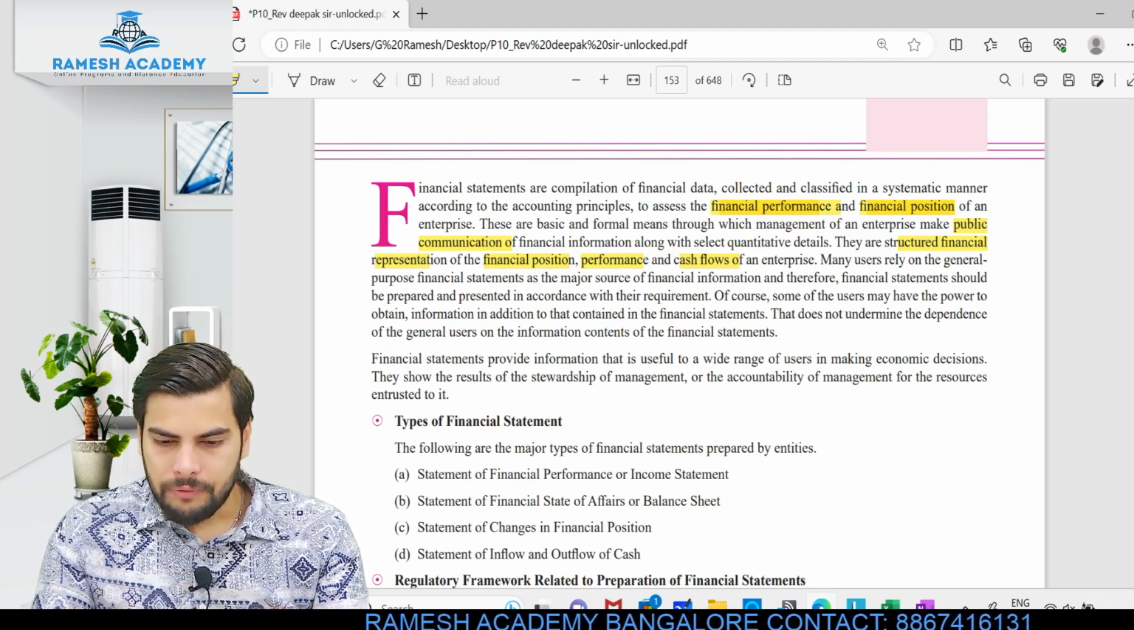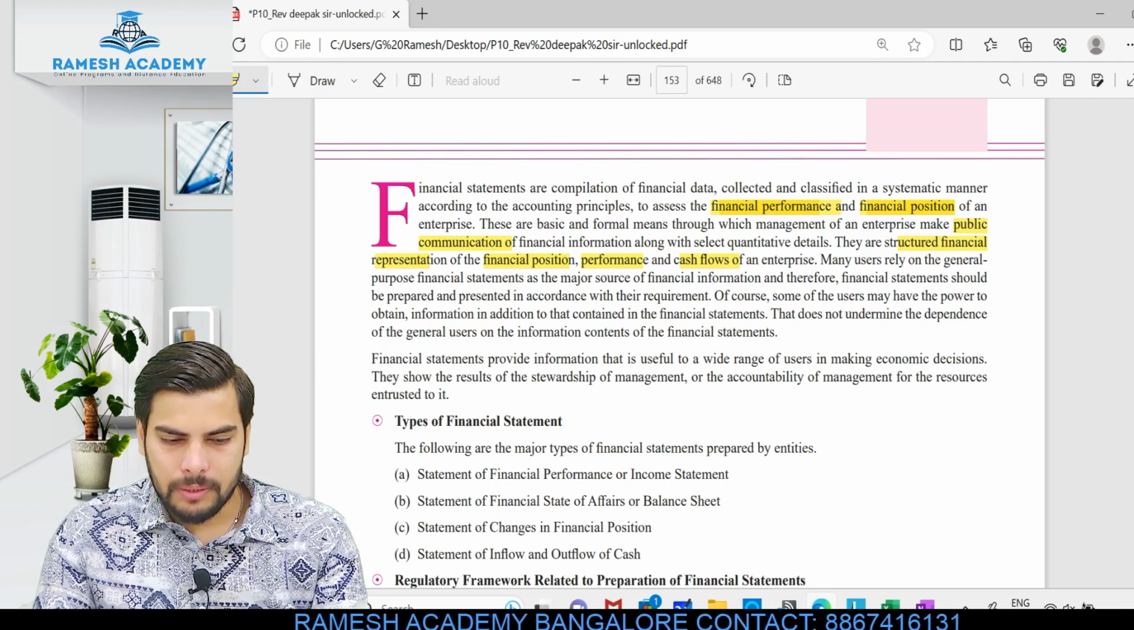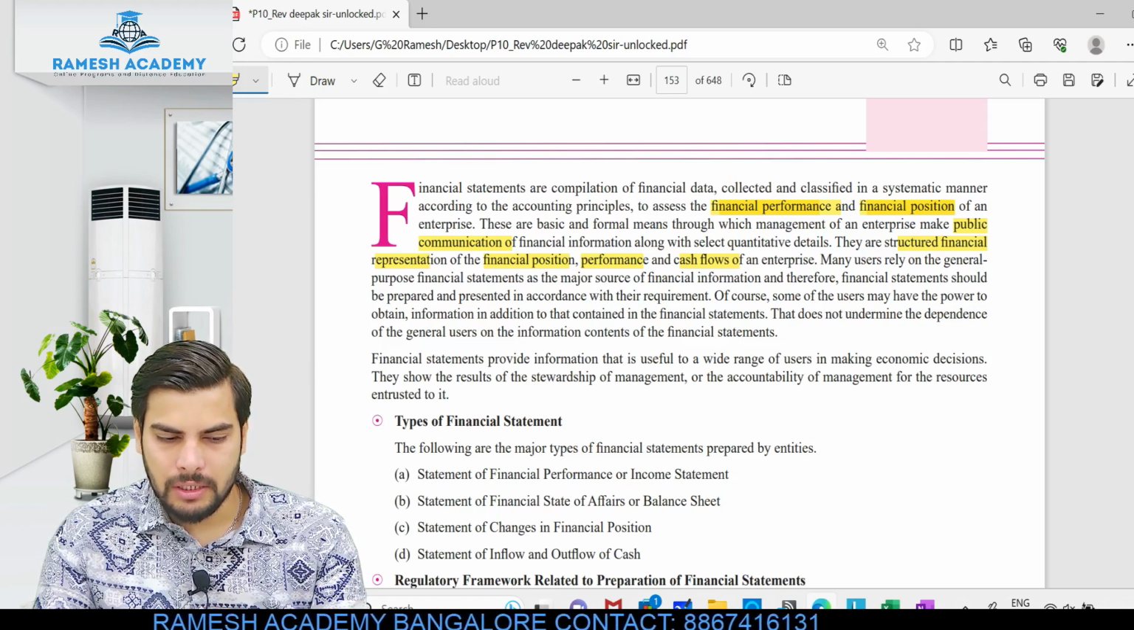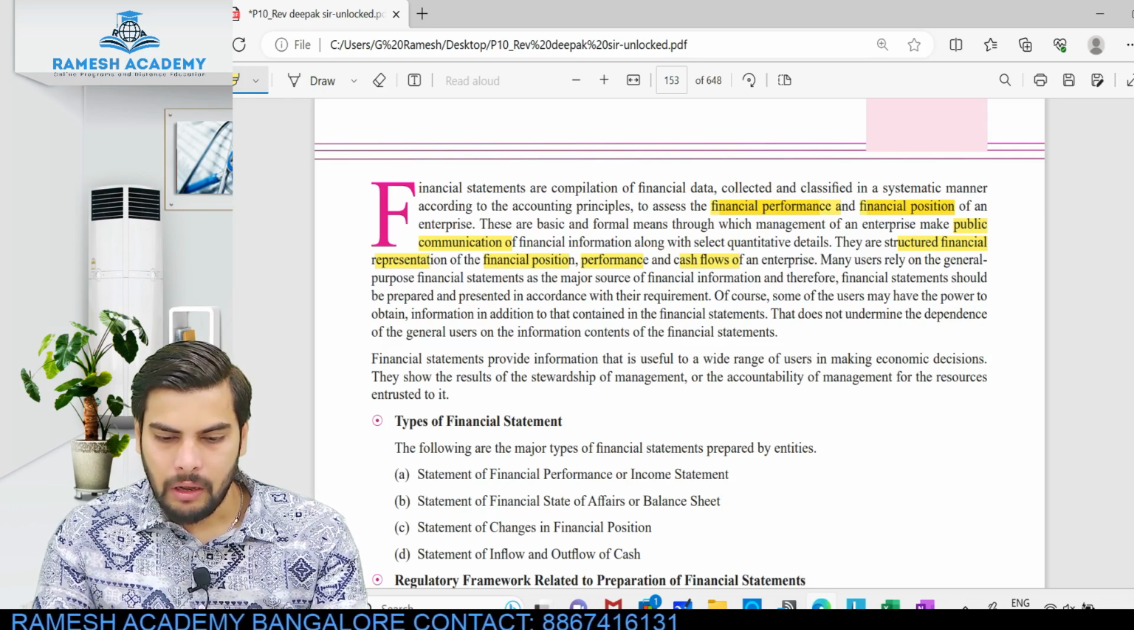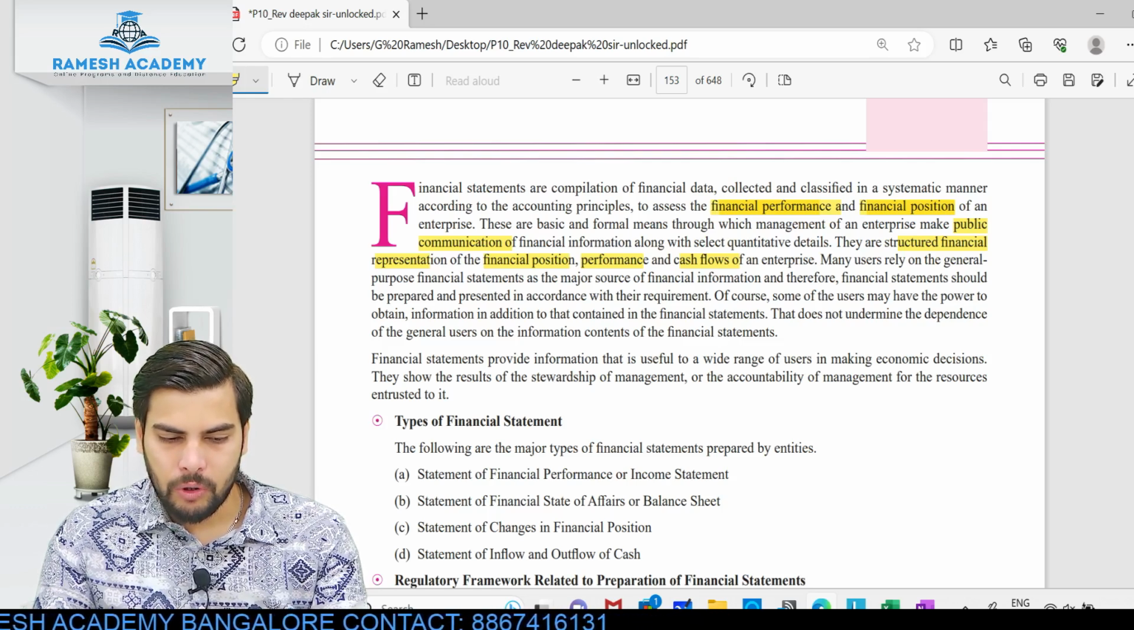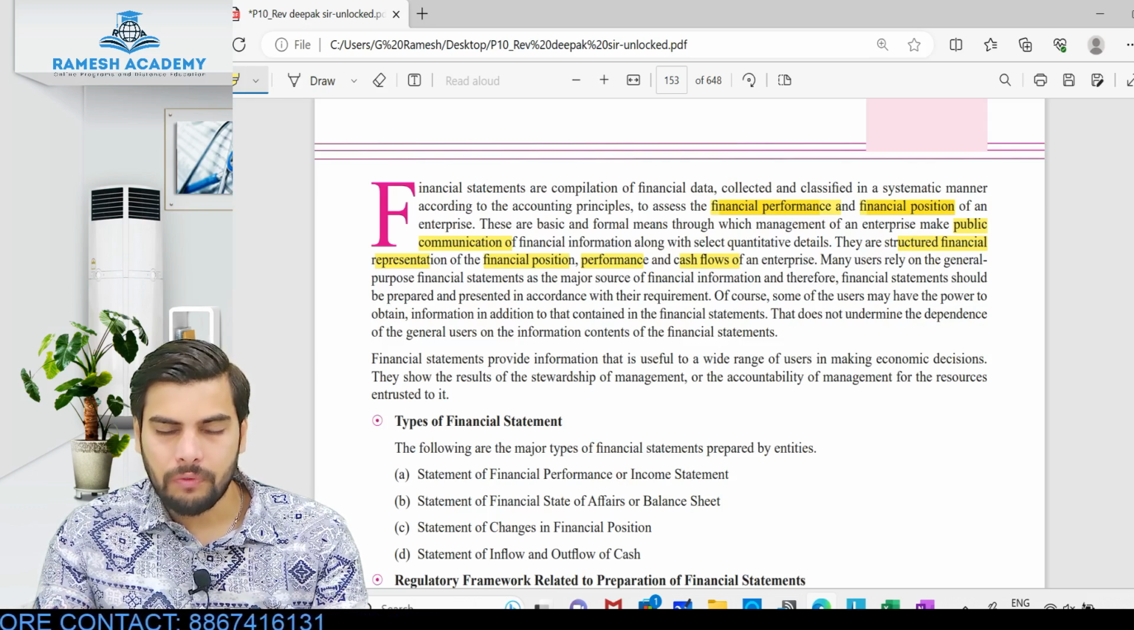Okay. So after this, they say many users rely on general purpose financial statements as the major source of financial information, and therefore financial statements should be prepared and presented in accordance with their requirement. Of course, some of the users may have the power to obtain information in addition to that contained in the financial statement, but that does not undermine the dependence of general users on the information contents of financial statements.